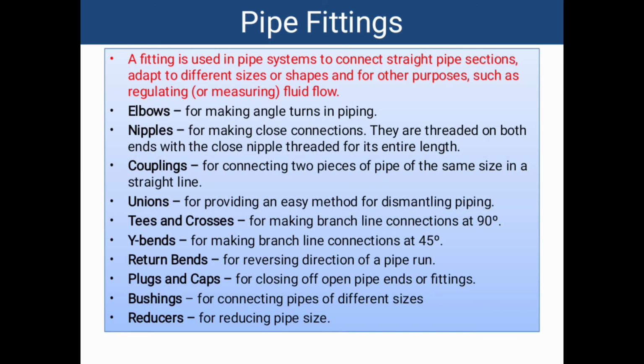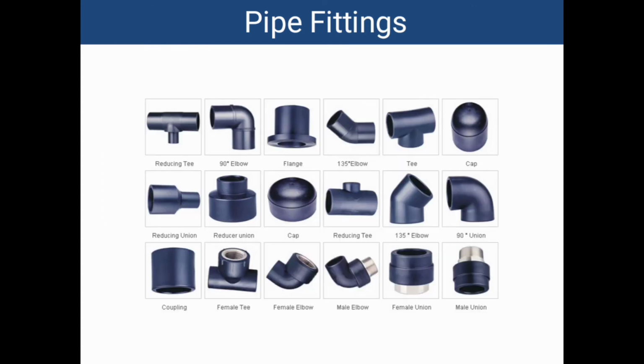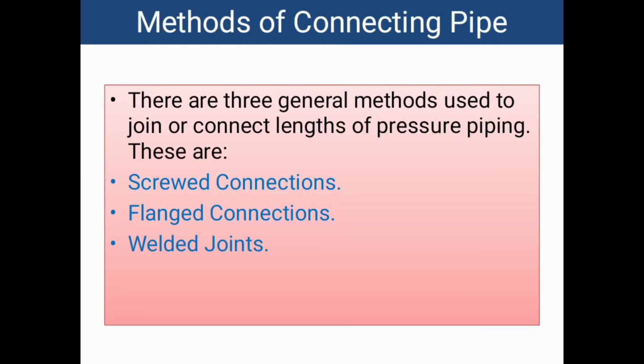Then pipe fittings: elbows, nipples, couplings, unions, T's and cross, Y bends, return bends, plugs and caps, bushing, reducers. These are all the normally used pipe fittings in any piping industry. So these are examples of pipe fittings. This is a T, elbow, flange, like that.